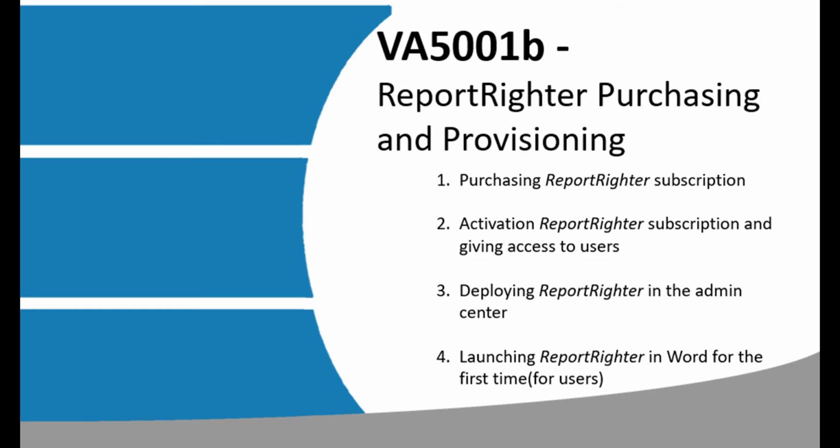Then after we purchase it, we have to activate the ReportRighter account, and during that process, we will also give our users access, and we can also give admin access to change who our authorized users are. Then after we give access to all of our users, we'll deploy the add-in in the admin center to these users. This is also very similar to how deploying any other app would work. And then after that, we'll go to launching ReportRighter. This is for our first-time users, right?